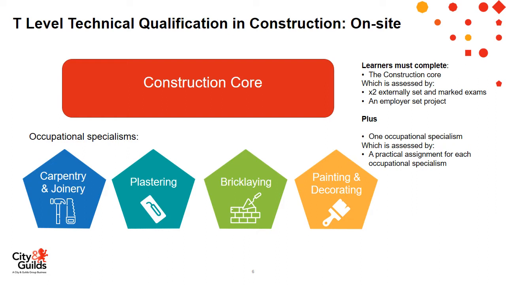So the idea being they do the construction core first and then choose one of the occupational specialisms you can see there on the slide: carpentry and joinery, plastering, bricklaying, or painting and decorating. Richard's now going to just go into a little bit of an insight on how these might be assessed.